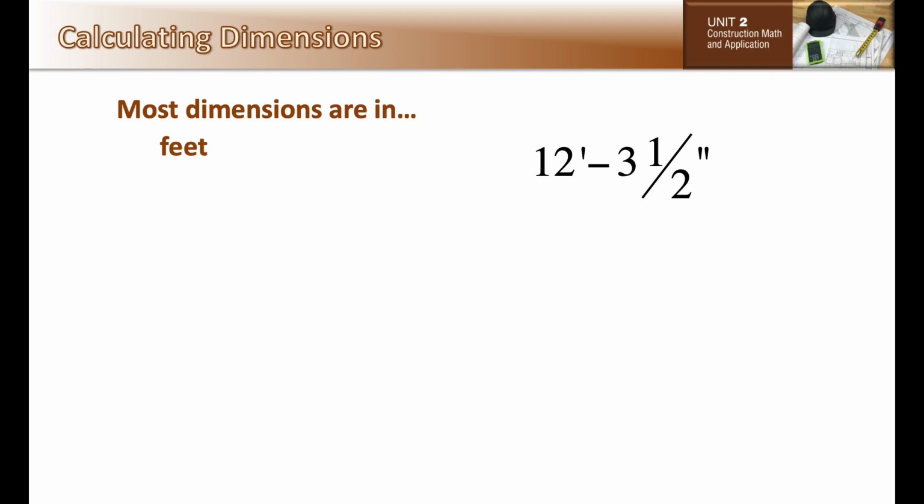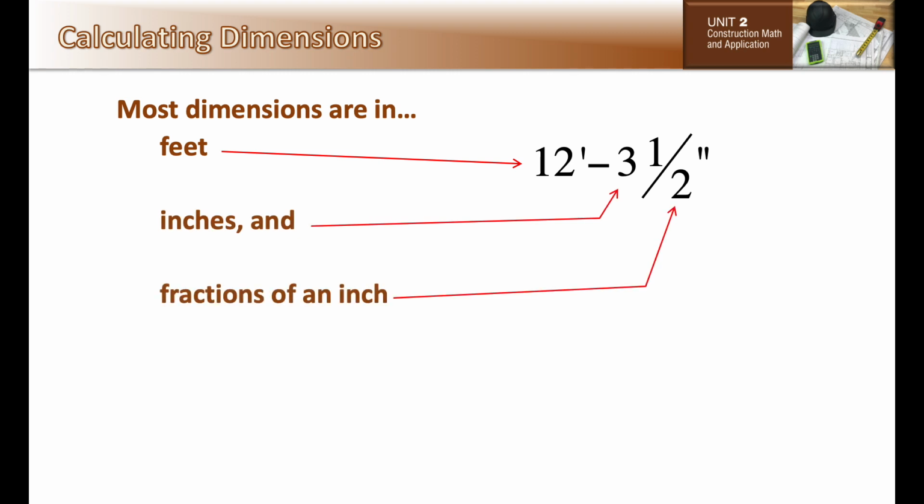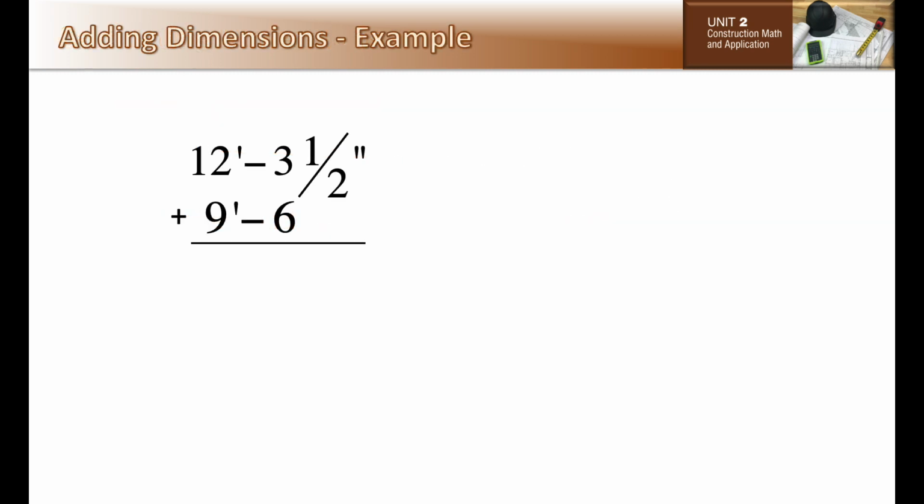Working drawings in construction projects are typically dimensioned in feet, inches, and fractions of an inch. It is often necessary to add and subtract measurements in feet and inches to calculate overall distances and determine missing dimensions in a dimension string. Adding dimensions is done in the same way as adding whole numbers and fractions previously covered. Add the inch values and feet values separately, beginning with the inch values first.